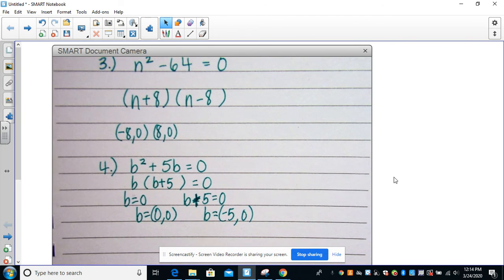Those are also called your zeros or your roots or your x-intercepts.